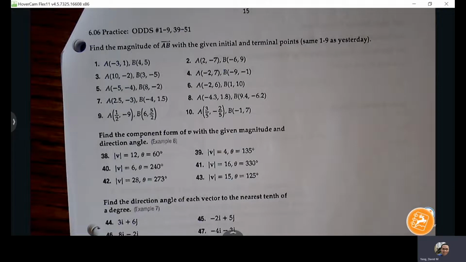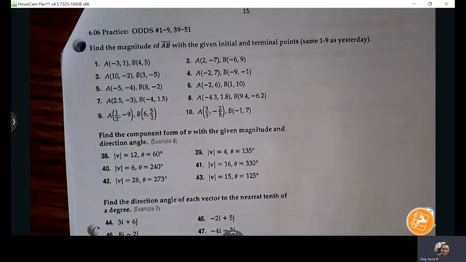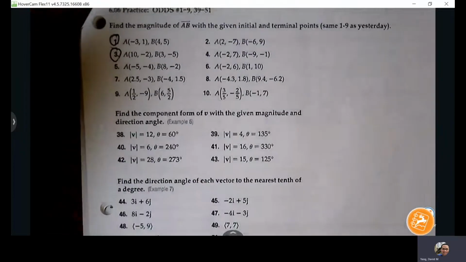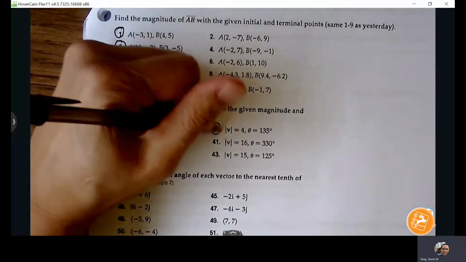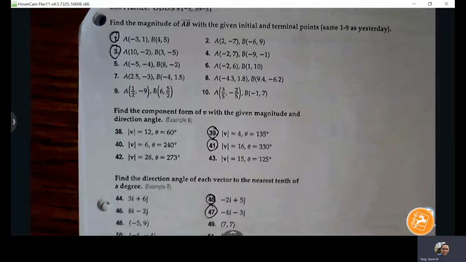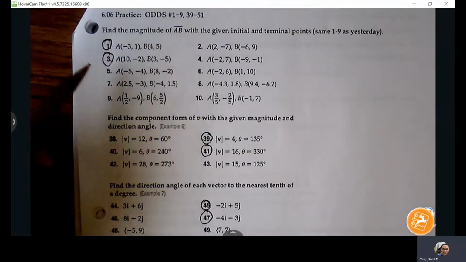Okay, let's just do 2 from each section. Okay, does anybody still need this? So let's do 1 and 3. We'll do 39 and 41, and we'll do 45 and 47. Okay. Just the odds.